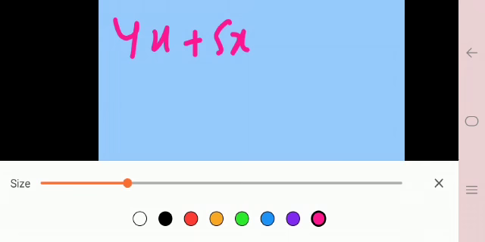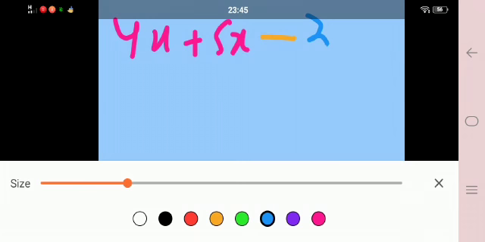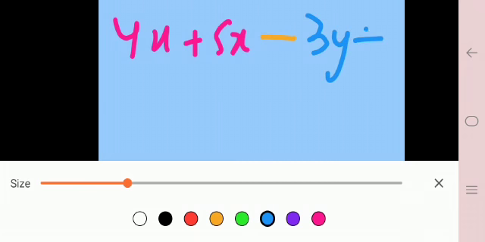So 4x plus 5x minus 3y plus 5y. So if I add the terms together, now when you're adding the terms, you have to make sure that you're keeping the like terms together. What do I mean by the like term? What is basically like terms here?